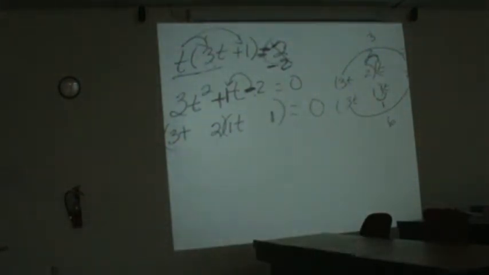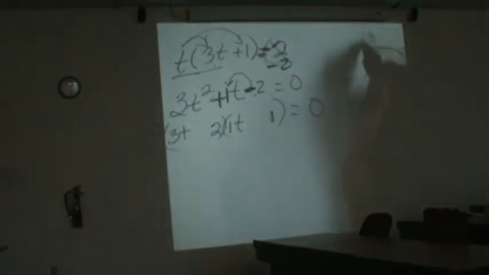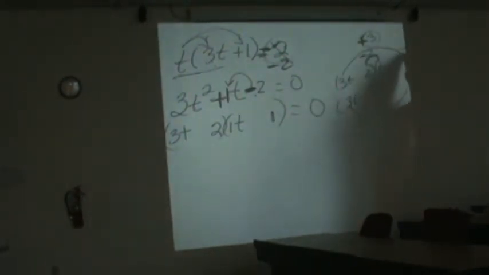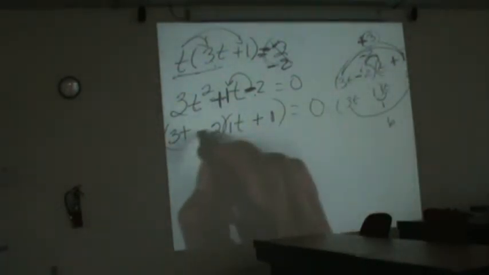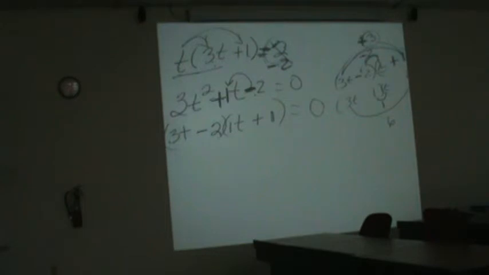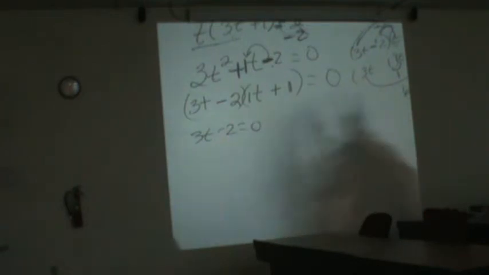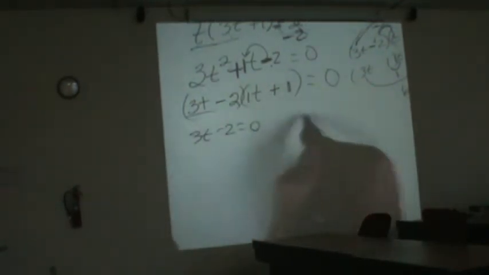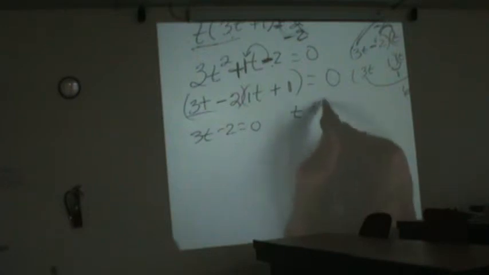The 2 needs to go here. The 1 goes here. We need a positive 1, so we needed this 3 to be positive. Positive 3, negative 2. So this has to be positive. Positive 1 times 3 gives us positive 3, so we need a minus here. So this would be a negative 2. So positive here, negative here. Okay, so 3t minus 2 equals 0. We're setting each one of these equal to 0. And the t plus 1 equals 0.